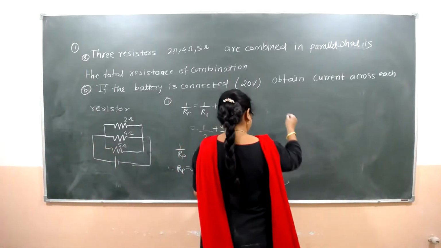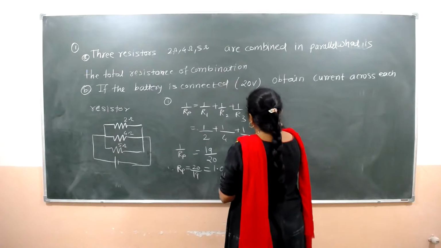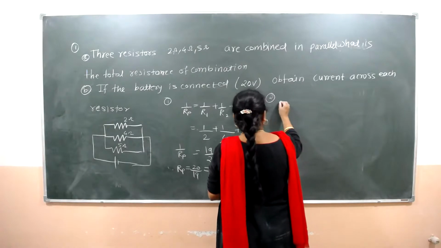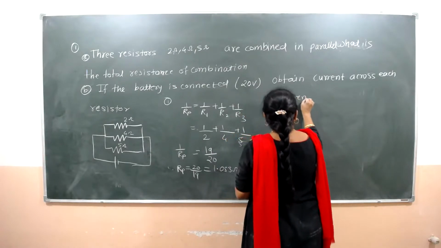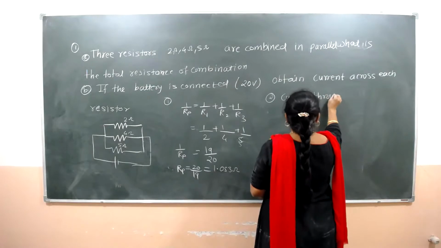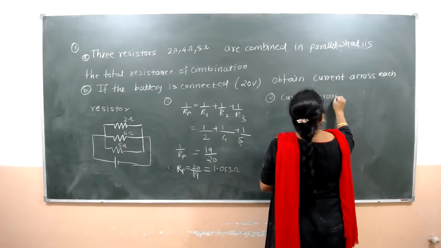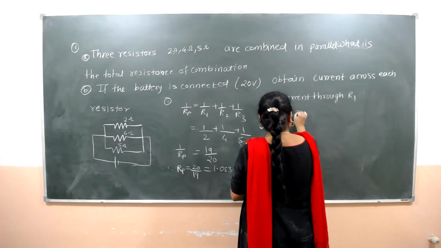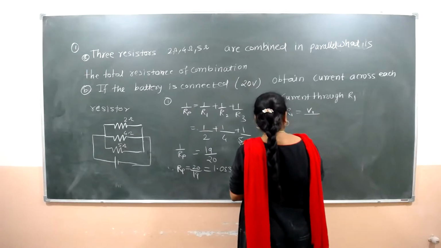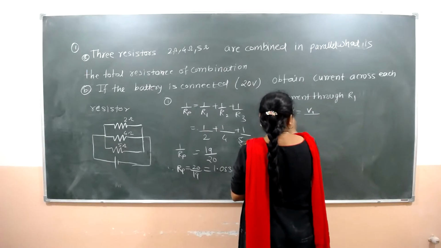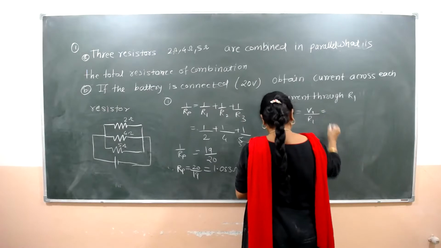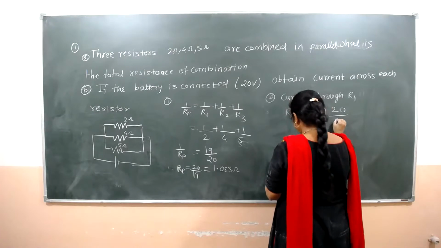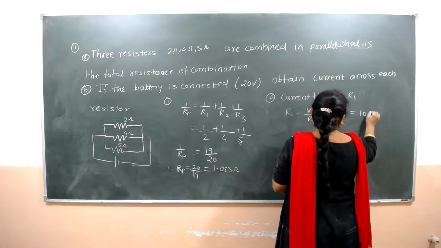In the second part, the current through R1. That is, the current through R1 is equal to V divided by R1. So the potential is same in the parallel combination. That is 20 divided by 2. So the current is 10 ampere.